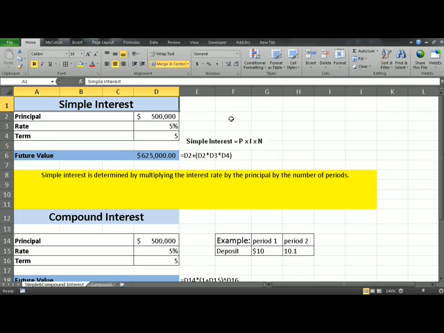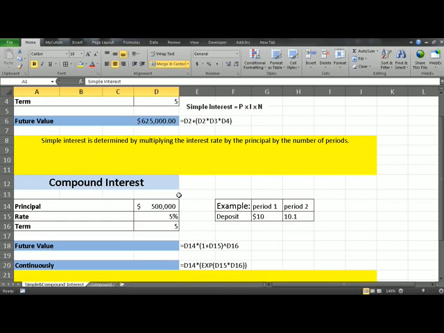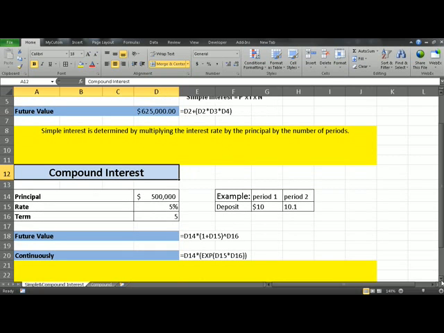Please note, for simple interest, the calculation does not take into account any interest that has been earned or interest that has been paid. Whereas if we look at compound interest, it takes into account any interest payments that we have made or any interest that we have earned.